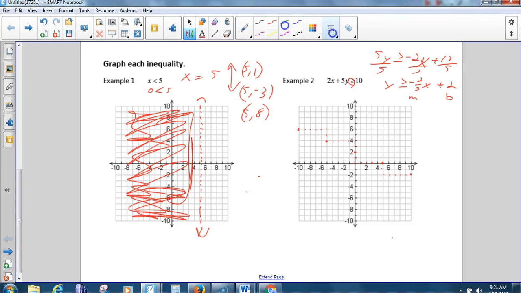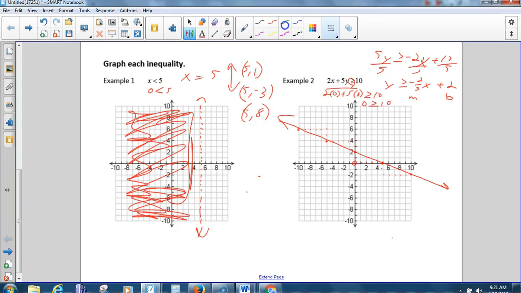Now, notice the symbol, so I'm actually going to draw a solid line. Here's where the above and below gets kind of confusing, especially if you use a cover-up method. So that's why we test the point. I'm going to test 0, 0 right there. I'm going to plug in 2 times 0 plus 5 times 0 greater than or equal to 10.